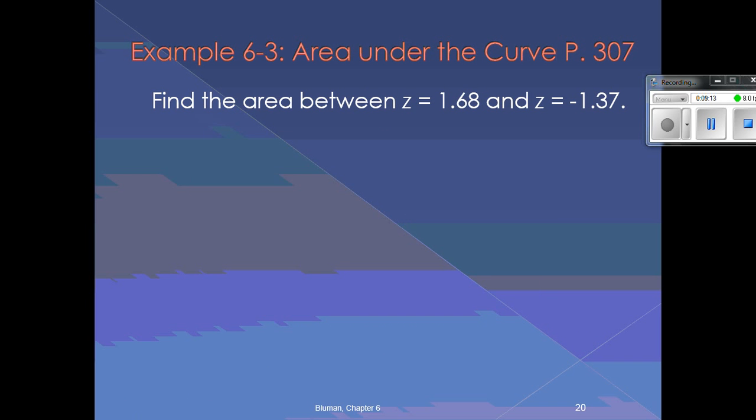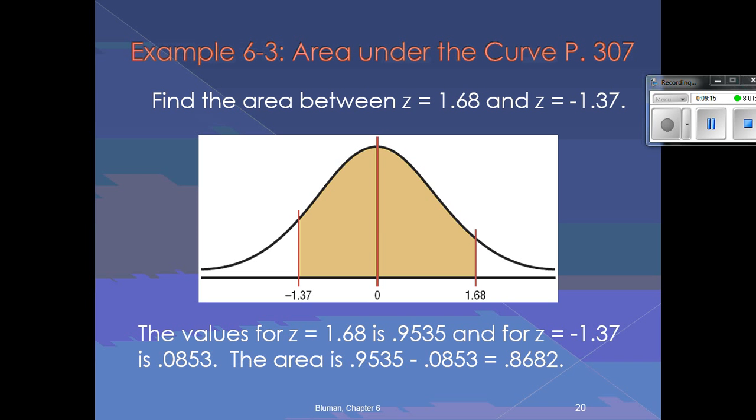What if we're going between? We have to find 2 of them. Using your table, for 1.68, that's the 1.6 row, and you go over to the 0.08. That's 0.9535. The area for negative 1.37 is 0.0853. We subtract those 2 values, and we get an answer of 0.8682. That's the area that falls between.